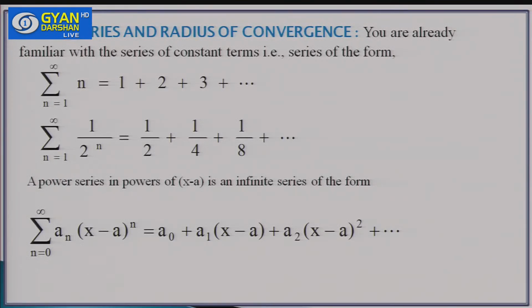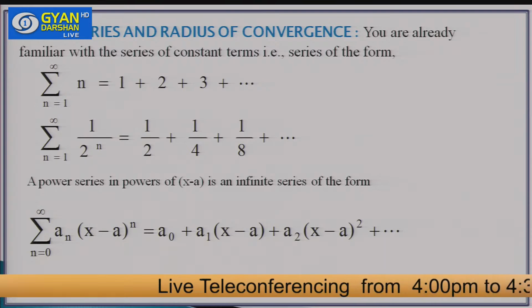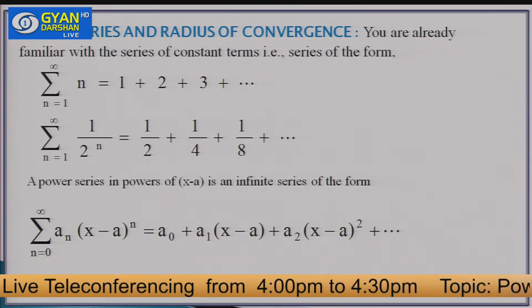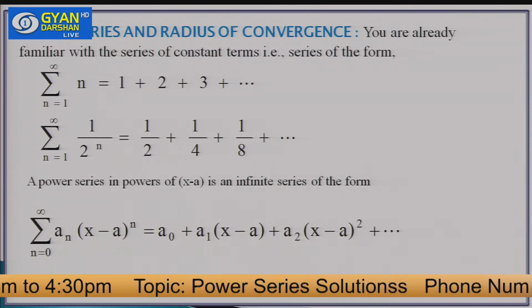Power means that n is in the power. So you can see a n is the constant and the power is that you can see x minus a to the power n. So you can see this summation over n, but n is in the power of the term x minus a. This is what the power series looks like. This is the definition of power series. If we are able to present any function in this form, then that is called the power series representation of that function. Here the a n's are constant terms, and we are able to calculate them.